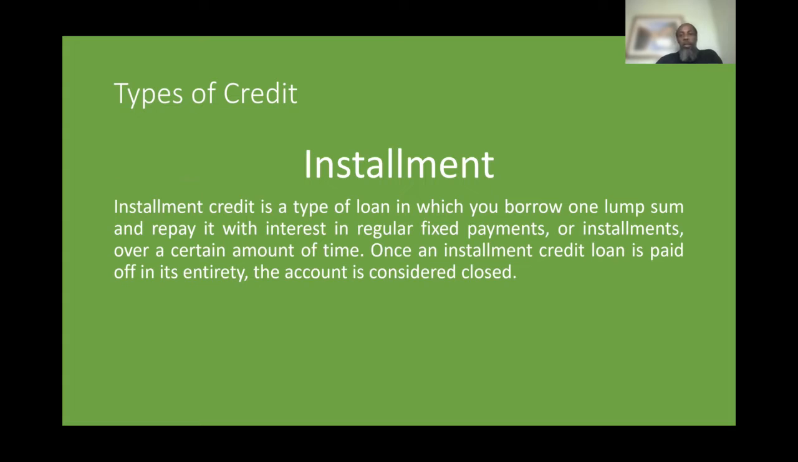So installment lines of credit, what is that? Installment credit is a type of loan in which you borrow one lump sum and repay it with interest in regular fixed payments or installments over a certain amount of time. Once an installment credit loan is paid off in its entirety, the account is considered closed. It doesn't continue revolving as a revolving credit line does. So once it's done, it's complete, you've paid it off, and it shows good on your credit report.